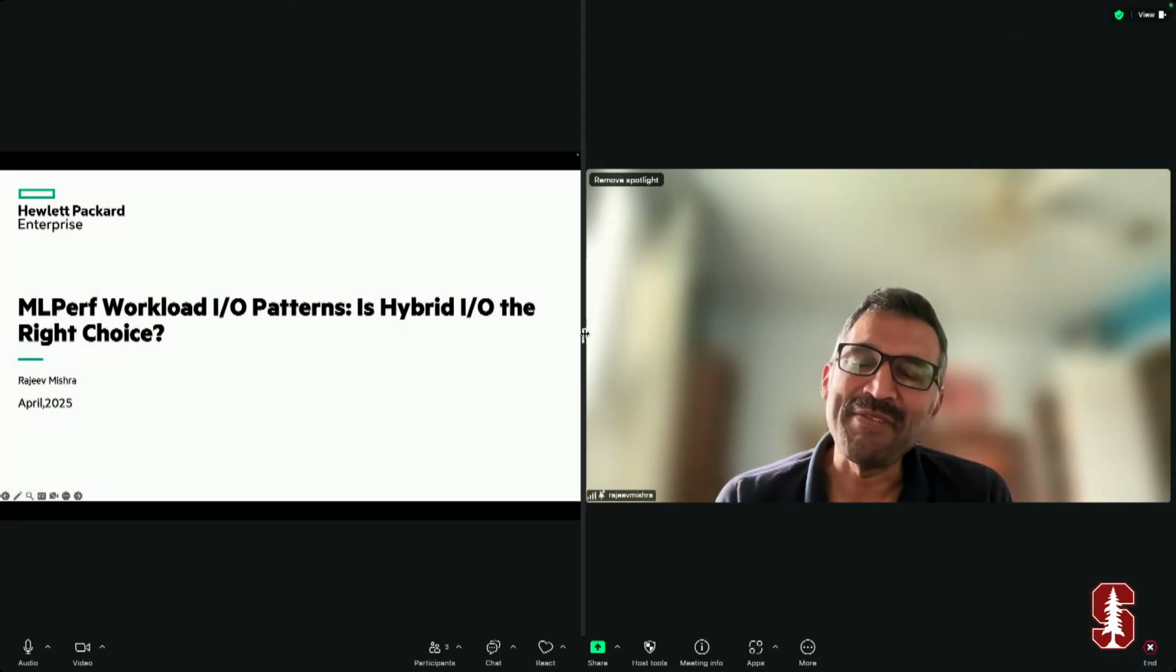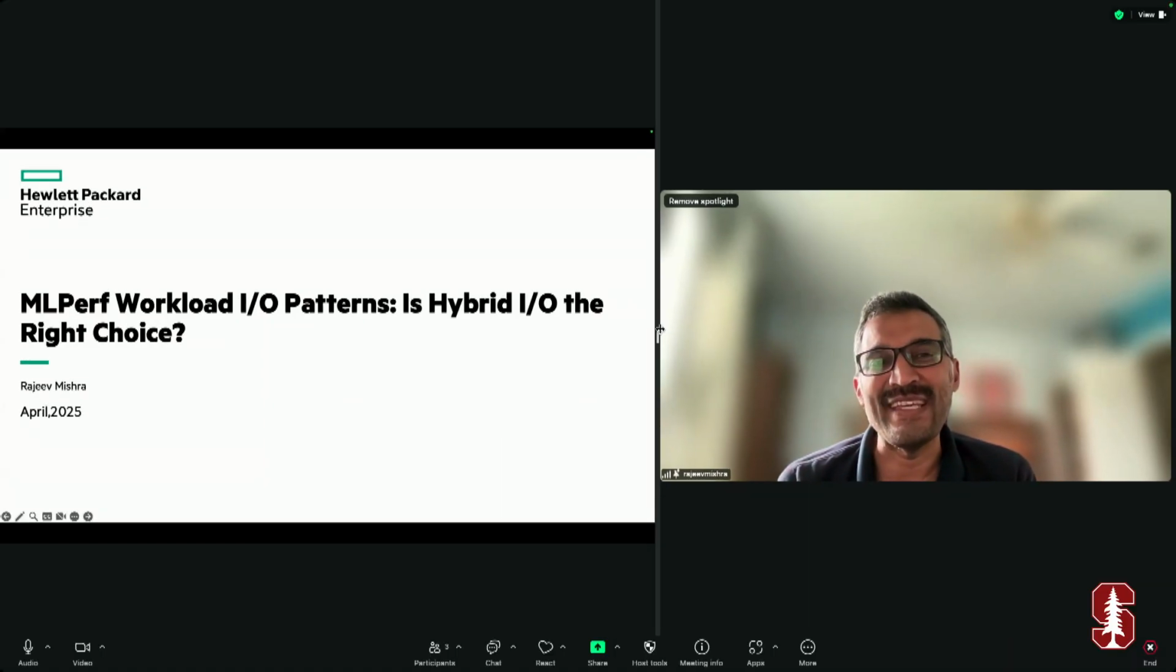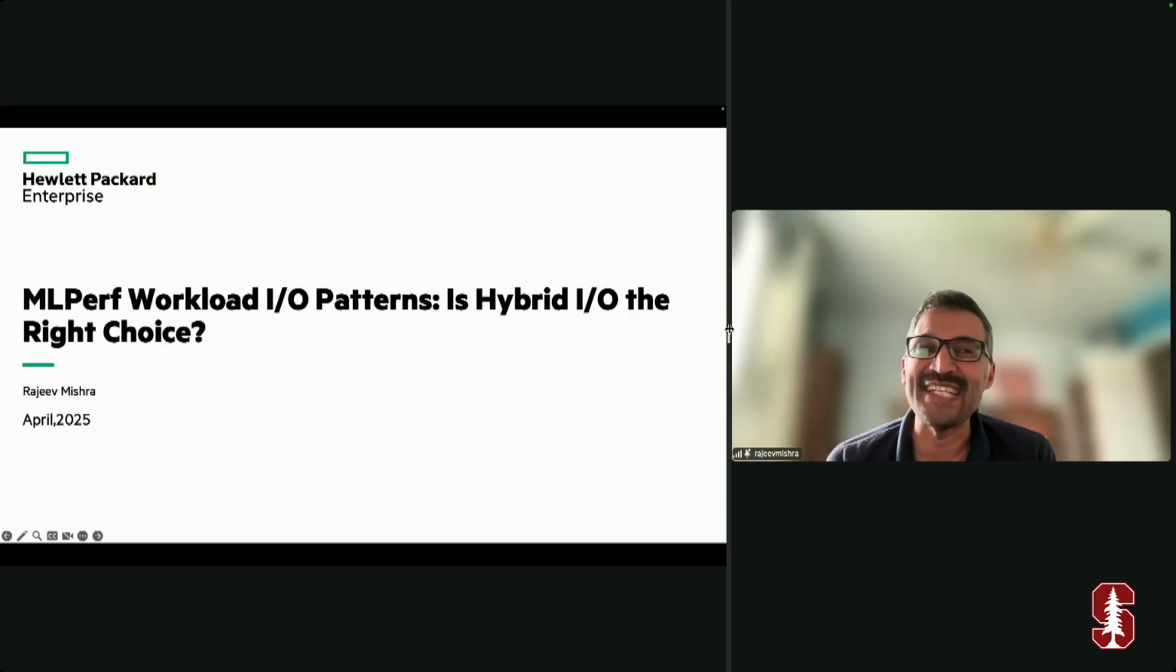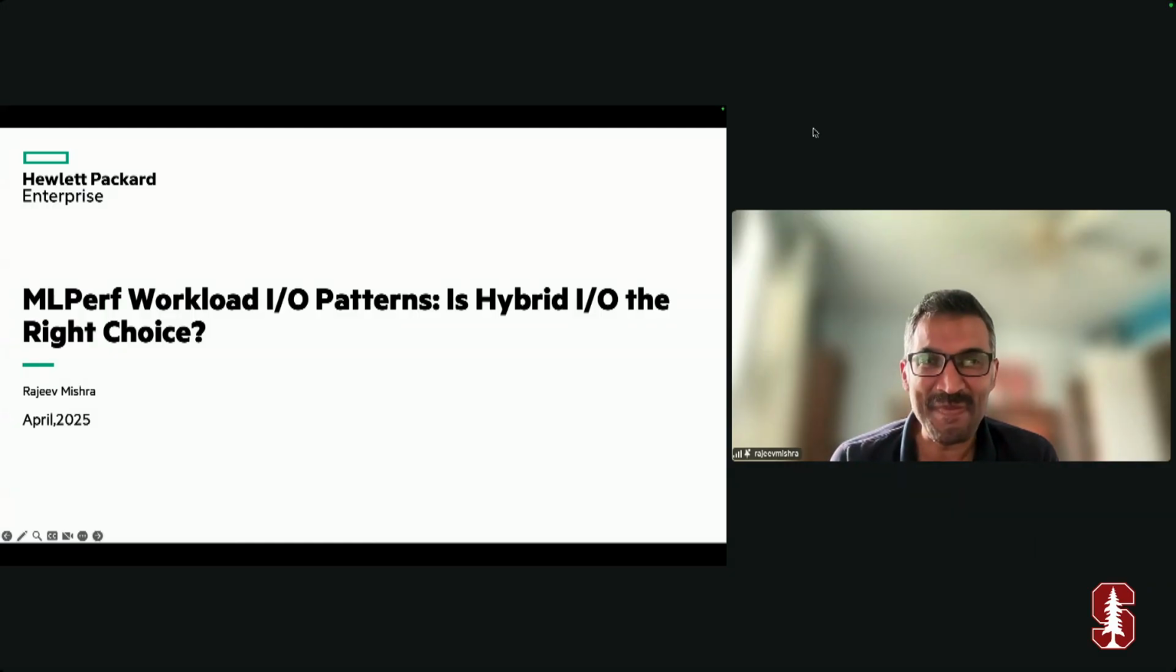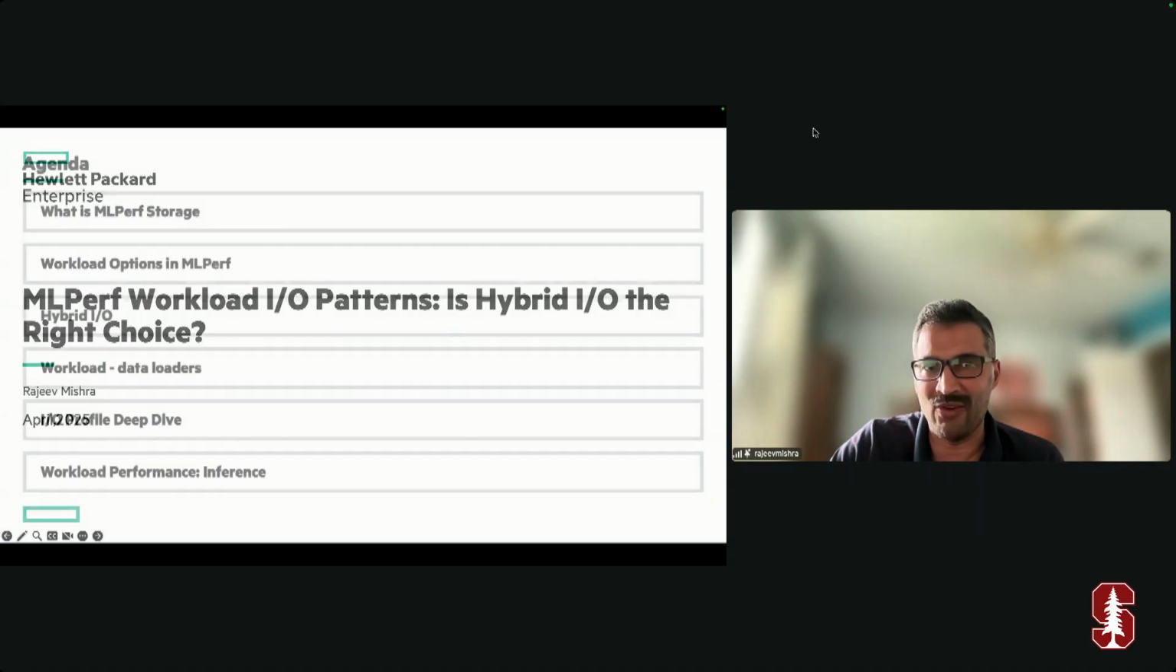Good afternoon, everyone. It's my pleasure to be presenting this. I'm not there, but I'm taking it over Zoom. So this paper I want to present is basically related to how the MLPerf workload IO patterns are and what impact hybrid IO can make on this.